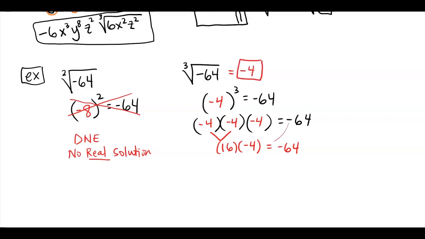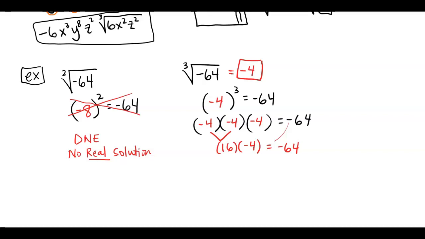This is kind of how I go about figuring it out, but I want to make sure it's clear that negative 4 is my answer. We're saying what number cubed will give me negative 64. And I want you to think of your calculators too. You will be able to use your calculators on this.